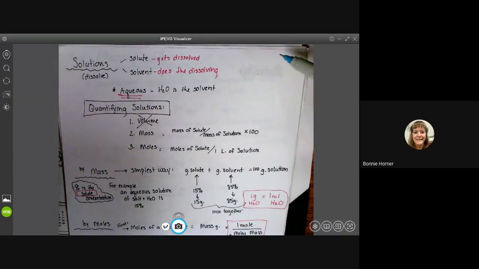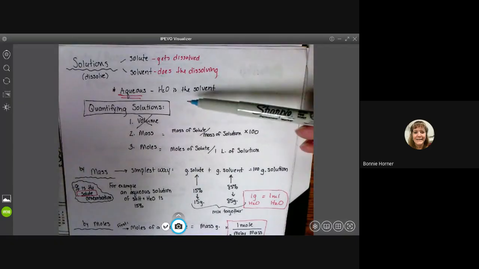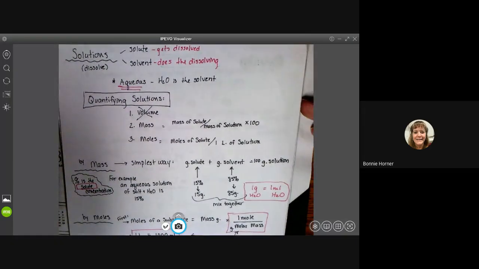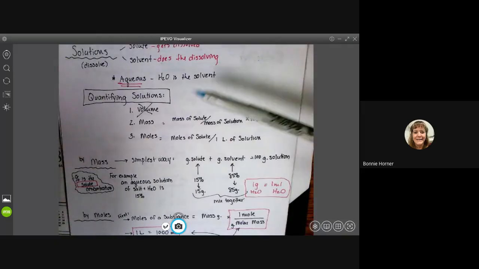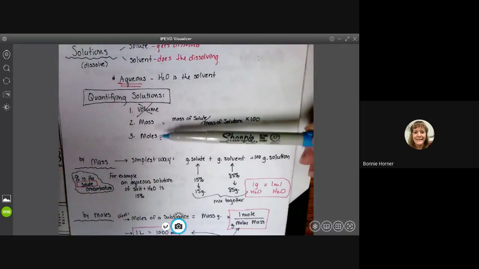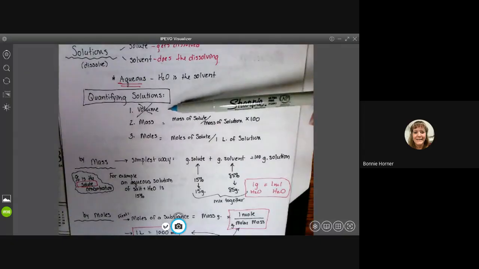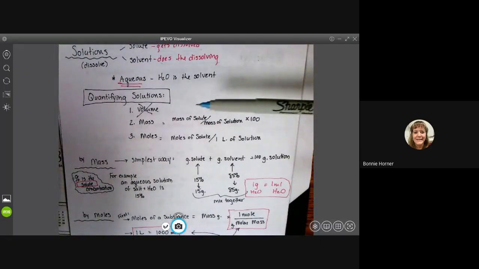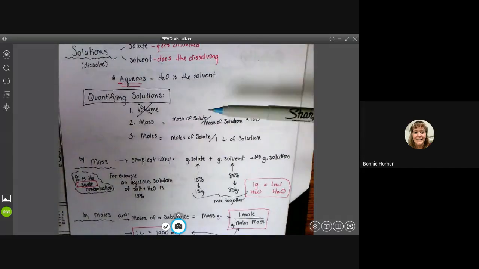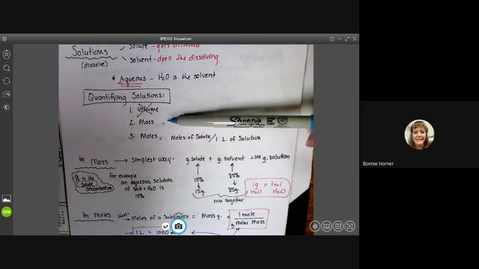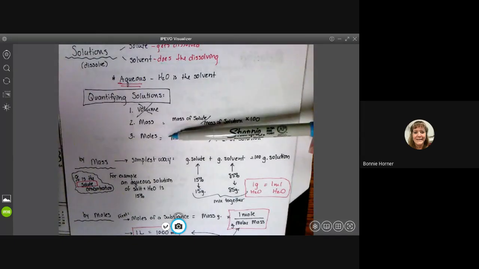So that's enough about solutions, but what we want to focus on is how to quantify them. When we're measuring these solutions, how do we quantify them? There are three ways. You can do it by volume, mass, or moles. Volume is something that we usually only see in alcoholic beverages. It'll say a proof, and that's usually by volume, how much alcohol to how much other substances are in there. We're not going to use that in biology at all. But mass is going to be our biggest one. And of course, moles is going to be one too.